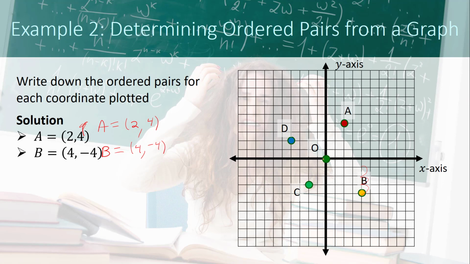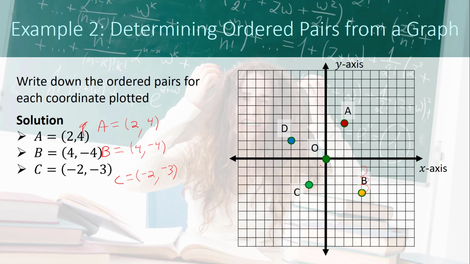For C, this time, we have to go in the negative x direction. 1, 2. We have to go basically 2 units in the negative x direction, so the x coordinate will be negative 2. And then for the y coordinate, we're going to go down 1, 2, 3. So that's the negative y direction, so we're going to put a negative 3 for that one. Let's see if I'm right. Lo and behold, I'm actually right.